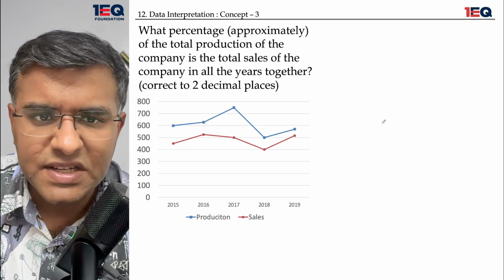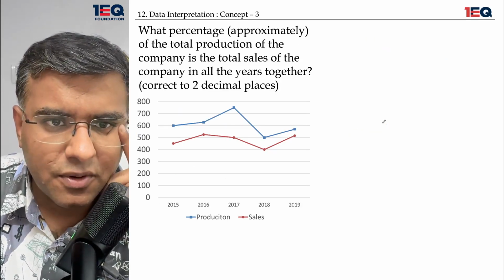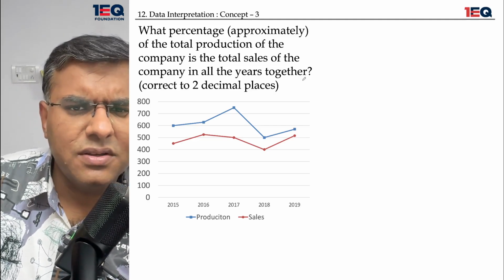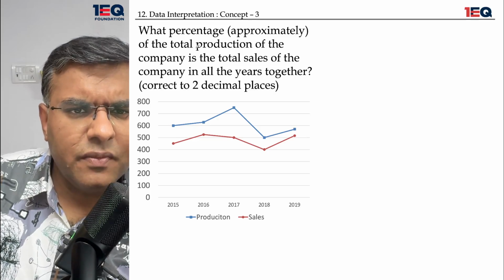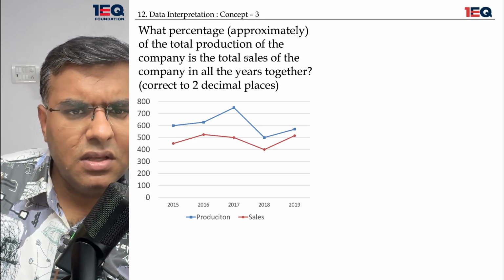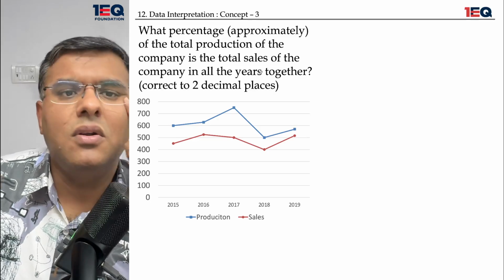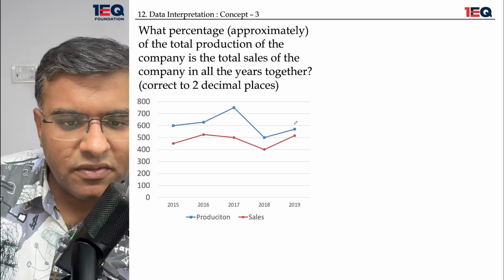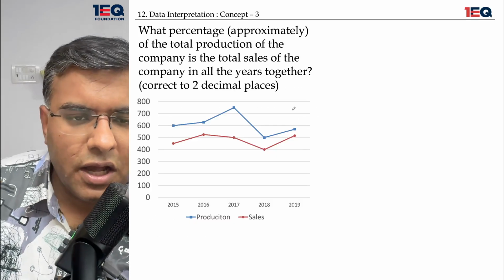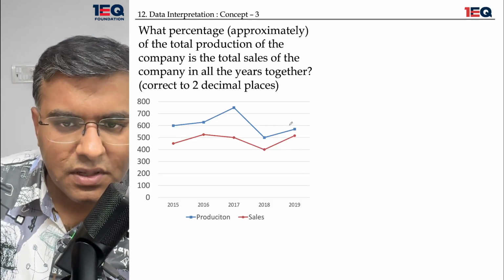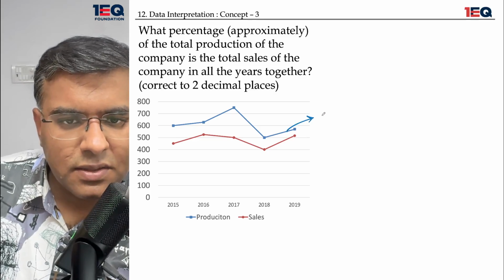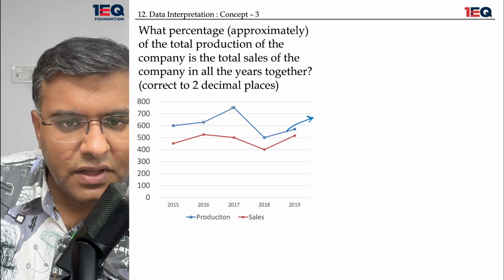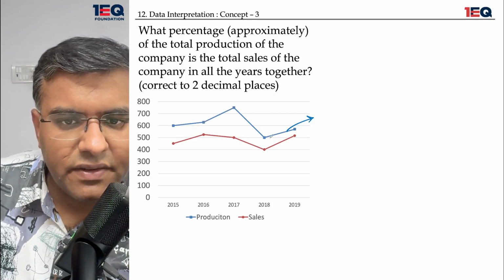I'll move on to the question directly. What percentage approximately is the total production of the company of the total sales of the company in all the years together? What does it mean? I'll quickly find out the sum of the productions first. The productions are the blue lines. Blue lines mean 600 plus 650 plus 750.